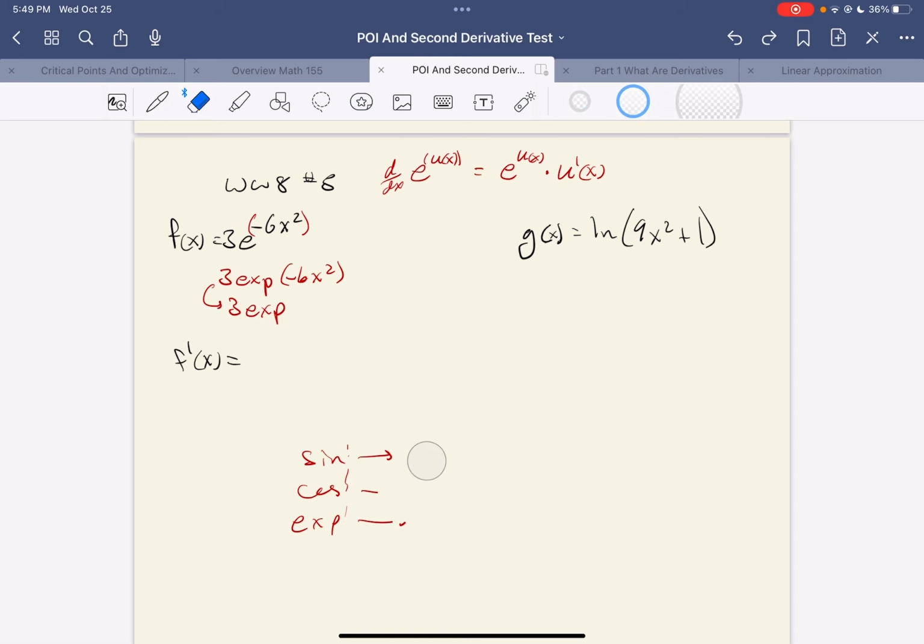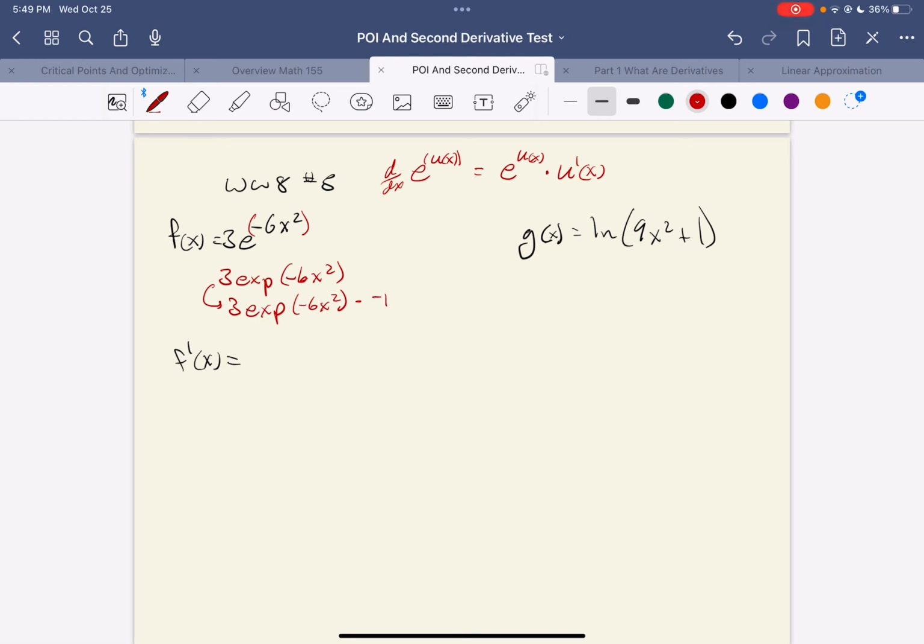So it's exp, you leave the inside alone, times, and now the chain rule says take the derivative of the inside, so that 2 comes down, you get negative 12x. The way we typically write it, if I combine the negative 12 and the 3, is negative 36x times e to the minus 6x squared. All right, that's what this whole business is.